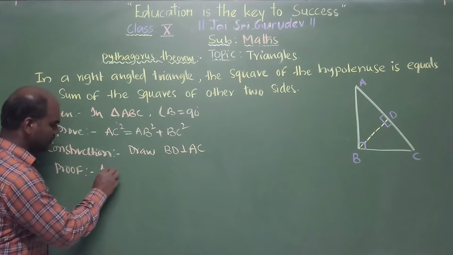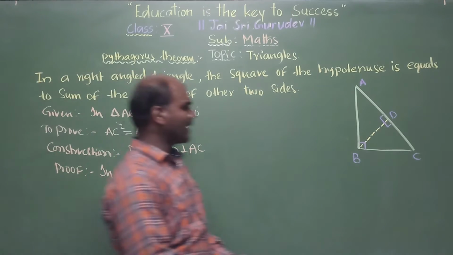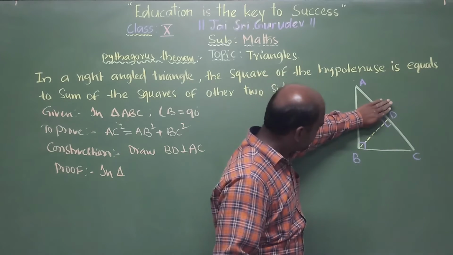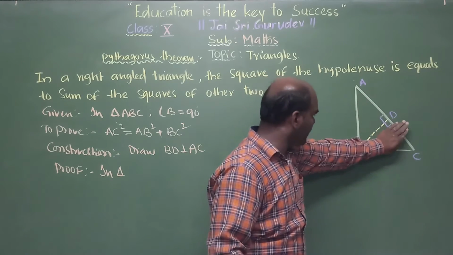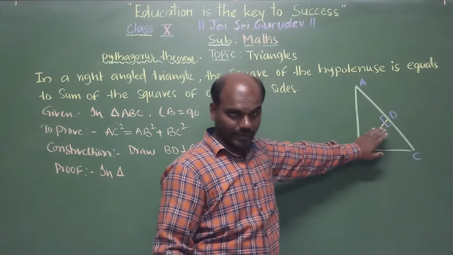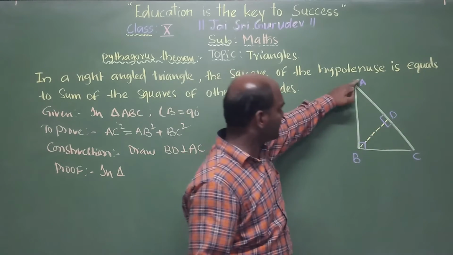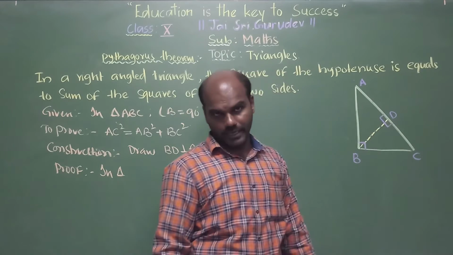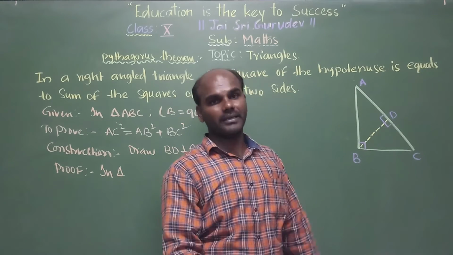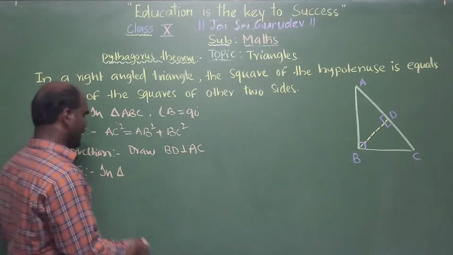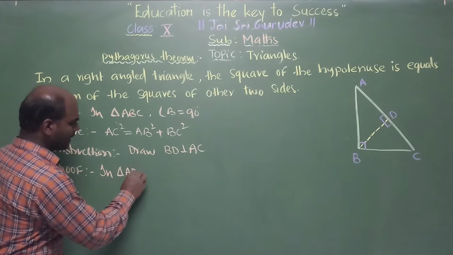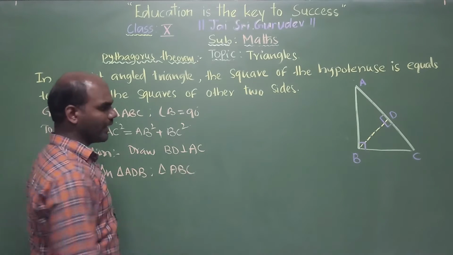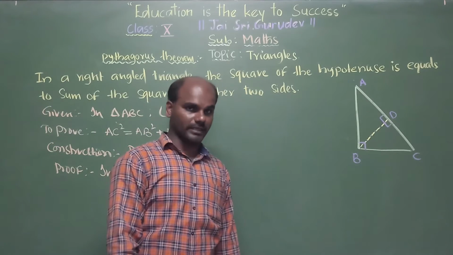In triangle ADB, see children, ADB is a right angle triangle and BDC is also a right angle triangle. Now we are applying this: ADB is a right angle triangle and ABC is a right angle triangle. Now we are comparing that. In triangle ADB and triangle ABC, the two triangles, we are comparing.